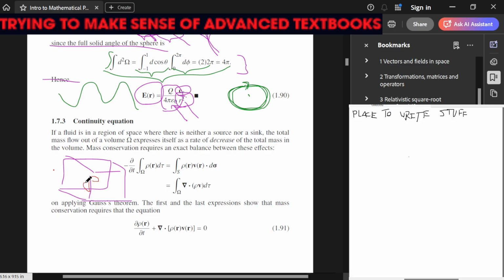So we have some fluid in there. If it has some outflow, it is gone forever. This keeps decreasing, so there's a rate of decrease of the total mass in the volume. So the overall density should get lower as well, obviously. Mass conservation requires an exact balance between these effects. That is the total mass flow out.